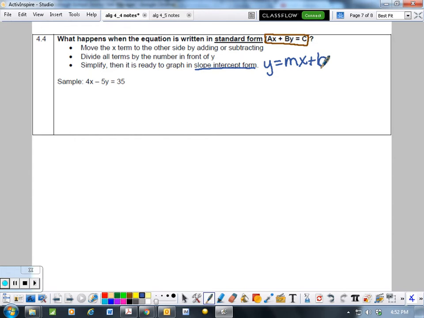So I want to get y by itself, so I'm going to move the x. Since that's a positive 4x, I'm going to subtract 4x on both sides. Keeping in mind that even though I'm subtracting 4x on both sides, these do not combine because the 35 does not have an x, so they're not like terms. So now I have negative 5y equals negative 4x plus 35, and it's plus 35 because that 35 is positive.